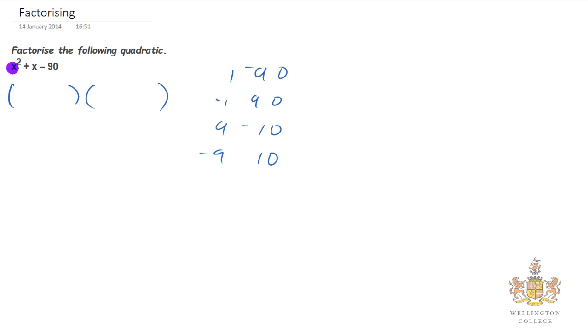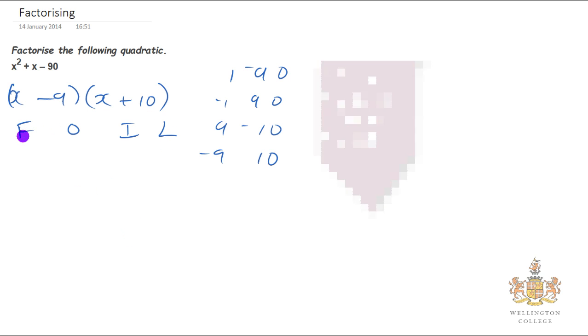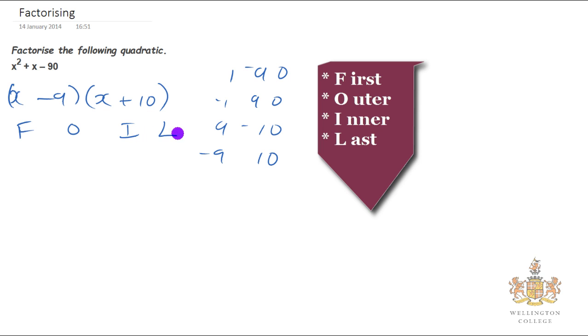we need x times x to give us x squared, so put those in. And we need two things that multiply to give us minus 90. If we put in the minus 9 and the plus 10, this is what we get. Now we can always check our answer using FOIL. FOIL stands for first, outer, inner, last.